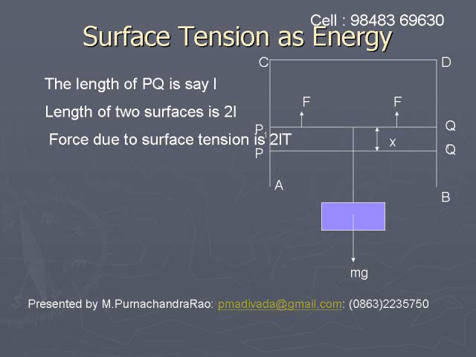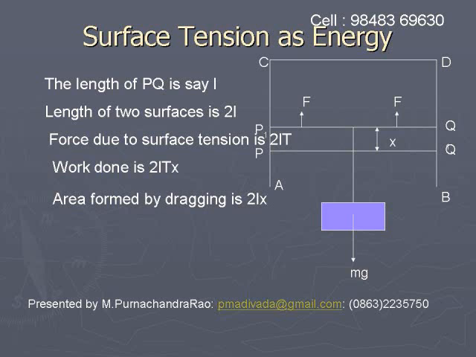In moving the rod by a distance x, the work done is force into displacement, 2LT into x. The increase in area, the newly formed area, is 2L into x. 2L is the length, x is the breadth, and 2Lx is the area formed.